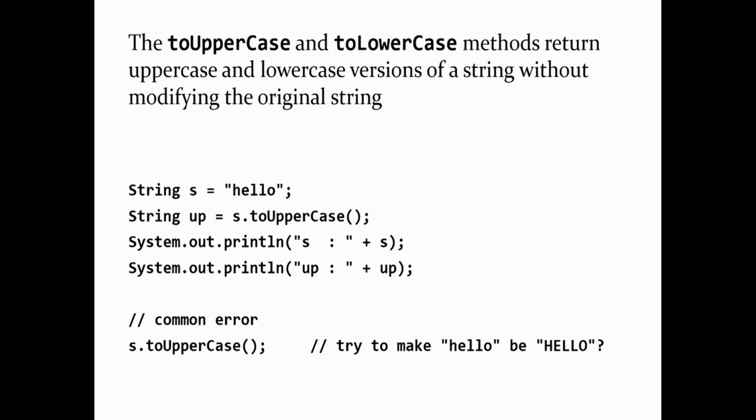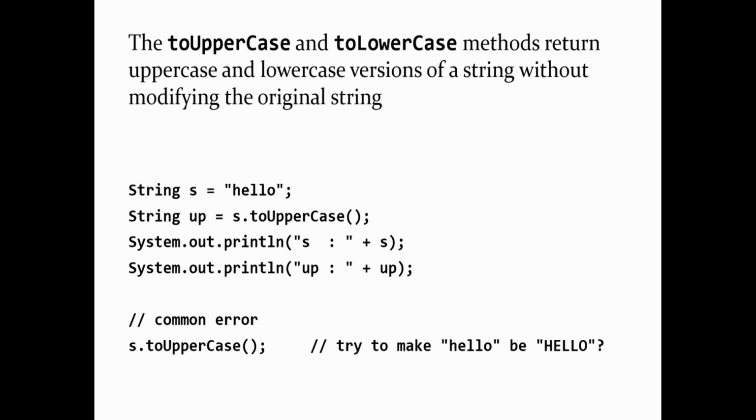So when you write s.toUpperCase, that does not convert the string s to uppercase. What it does is make a new string object, which is the uppercase version of s. The original string referenced by s remains unchanged. So toUpperCase and toLowerCase return uppercase and lowercase versions of a string without changing the original string.